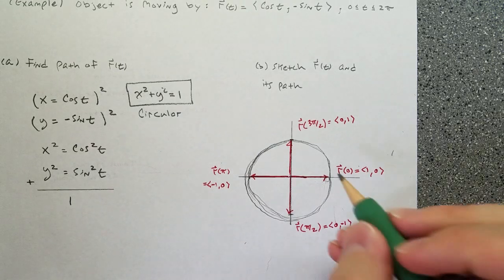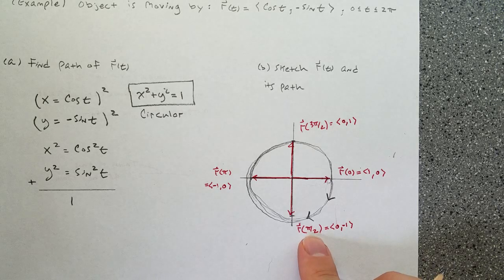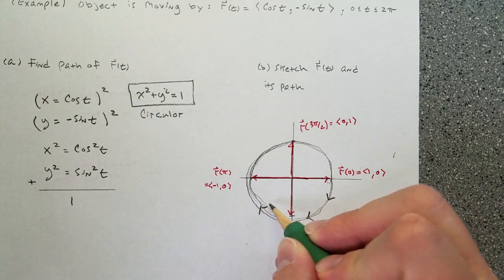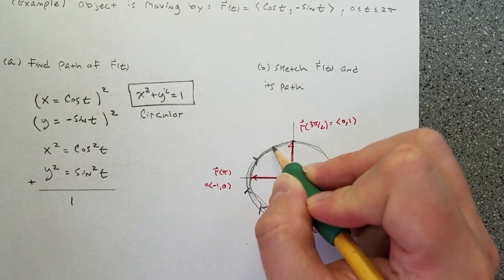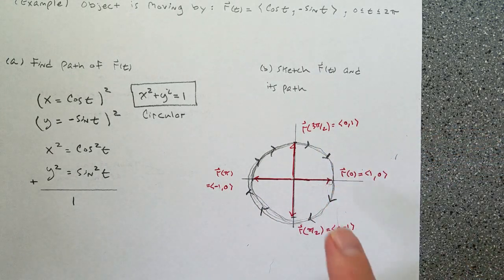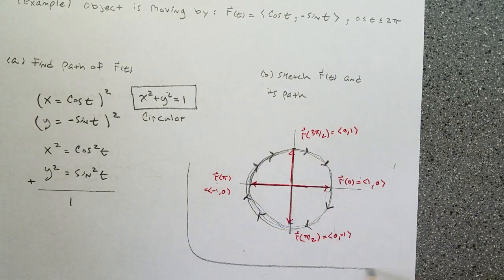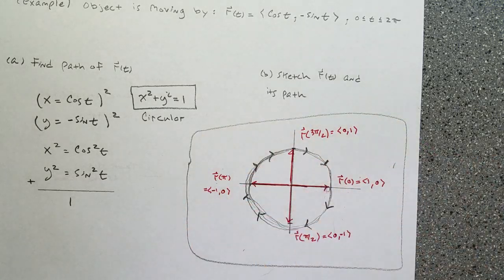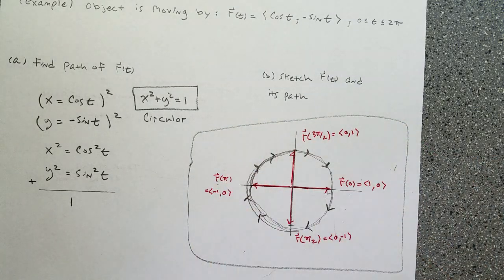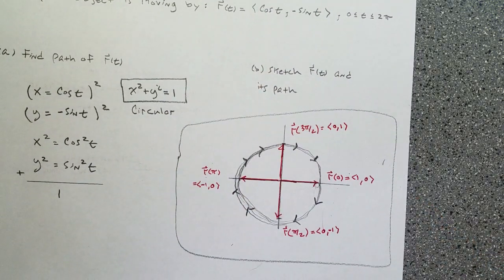What's the direction? You start here at 0. At a slightly later time, you end up over here. So if you just follow the progression of time, you're moving clockwise. All right, clockwise motion. If I was going to describe this, I would say clockwise motion around a circle that has a radius of 1. Okay, that's what motion according to this is. Now, another thing we can say about this.